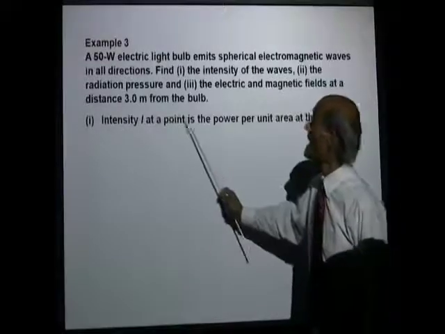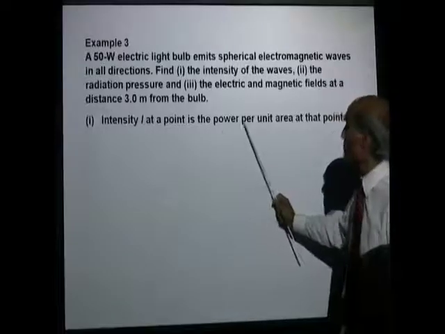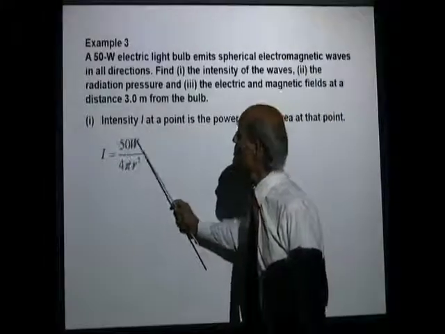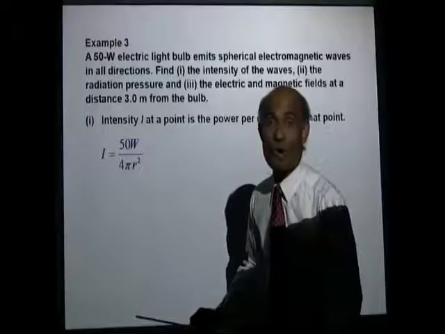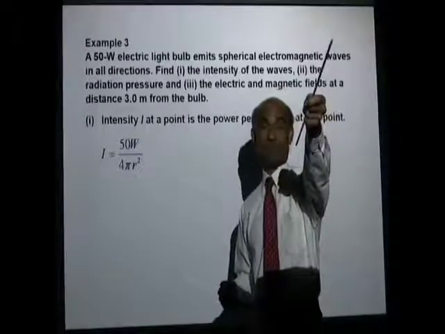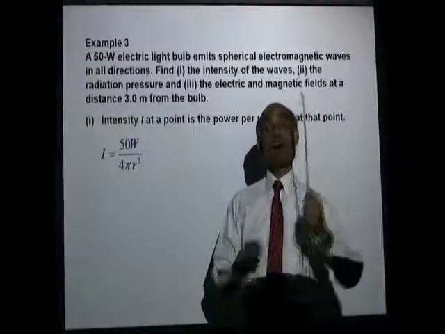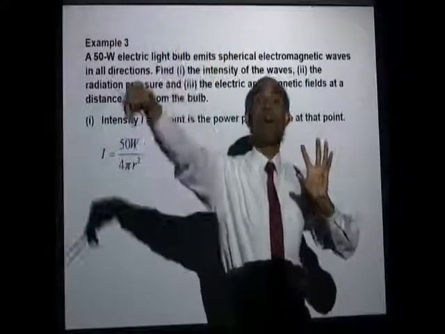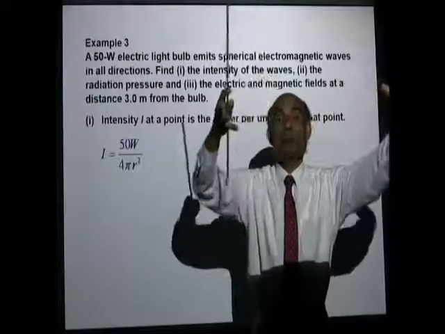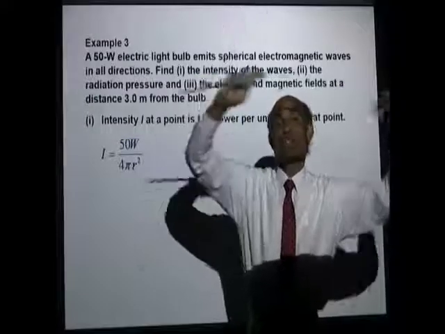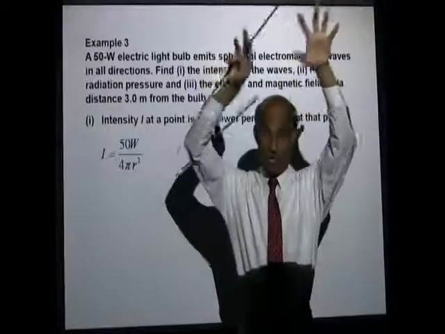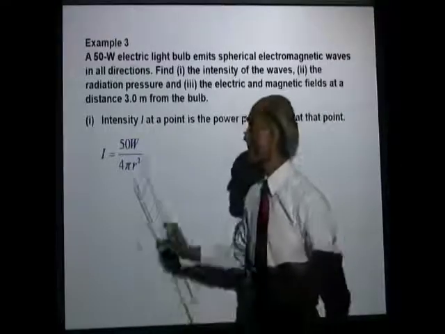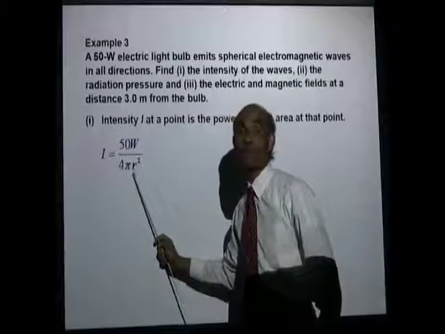Well, the intensity I at a point is a measure of the power per unit area at that point. Is that right? So, I equals 50 watt divided by 4 pi r squared. In fact, that's the bulb about 3 meters from there. That's the distance r. And you can see if I construct a sphere of radius r, the total power that is going out of that sphere will be the total power. If you divide by 4 pi r squared, which is the area of that sphere, that will give you the power per unit area. I hope you understand that.